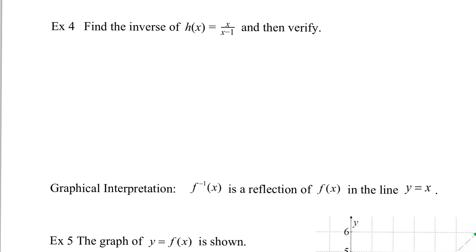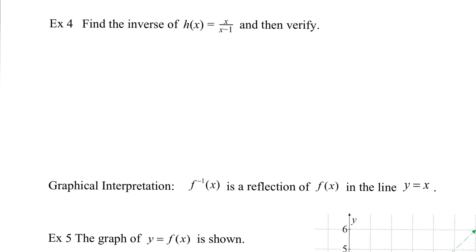Okay, so we're going to find the inverse of h of x equals x over x minus 1. Remember, change h of x to y, so that's y equals x over x minus 1. Once you've done that, switch the x's and y's and solve for y. So go ahead and do that, pause the video, and then come back and look at the solution.